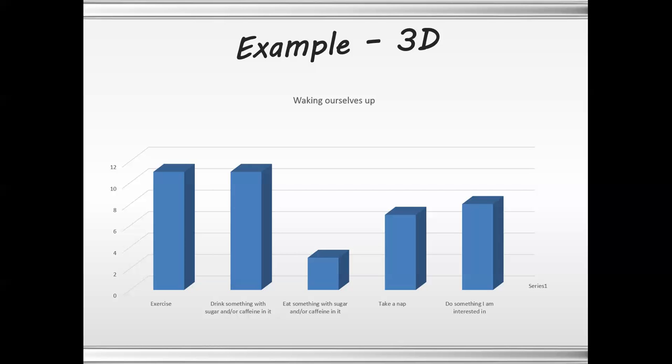Finally, the last chart that is not recommended is the 3D chart, and that's because it's hard to read. Is exercise an 11 or a 10? Does exercise look more than 5 times larger than eat something with sugar or caffeine or both? The third dimension may look cool, but it doesn't help your data tell its story.